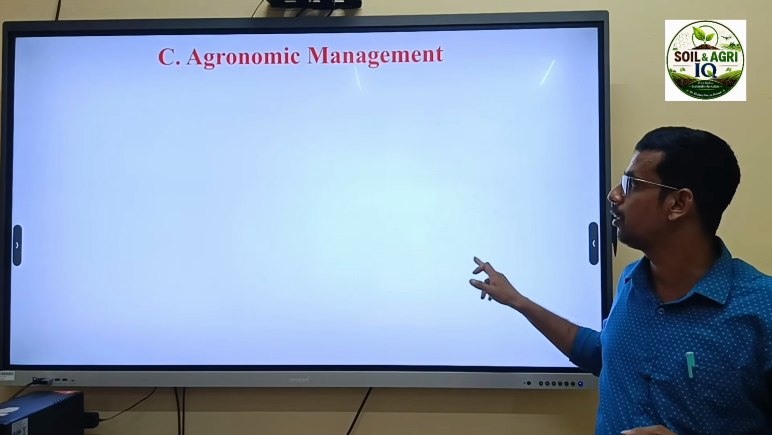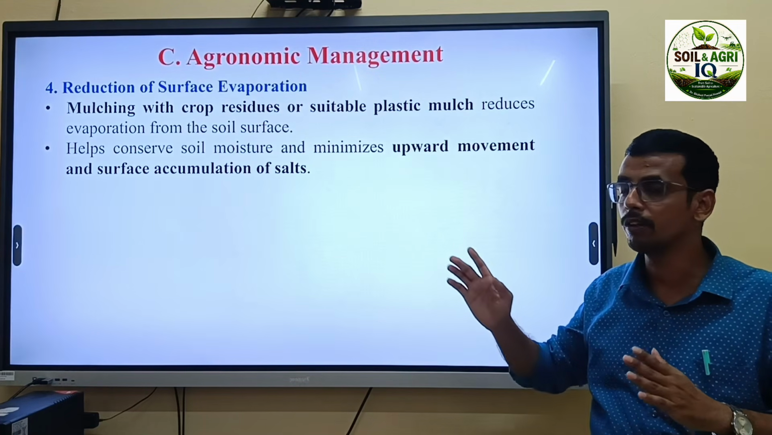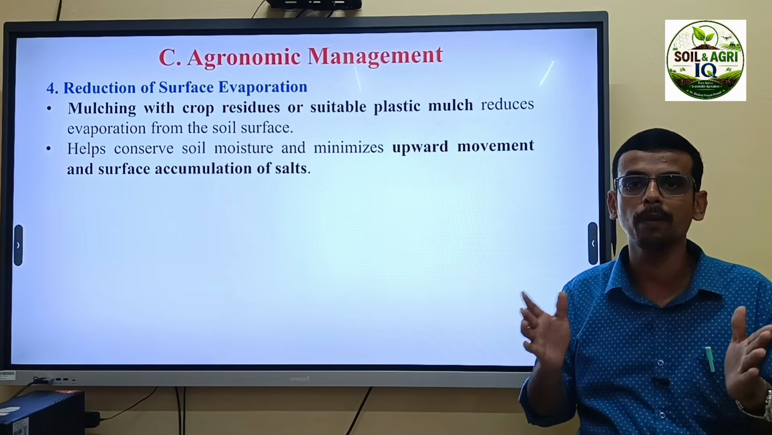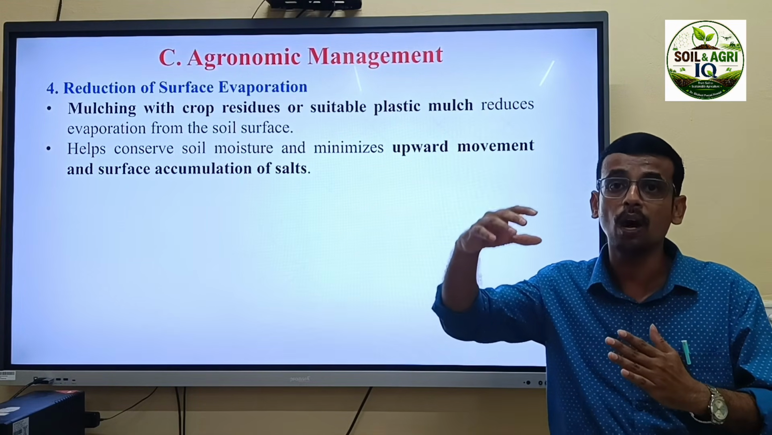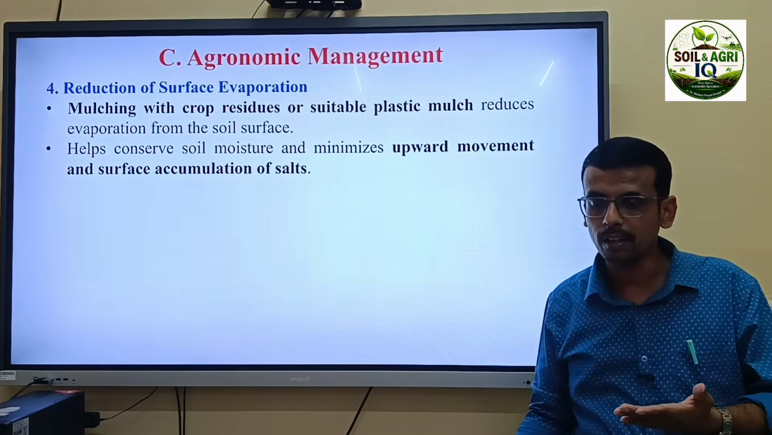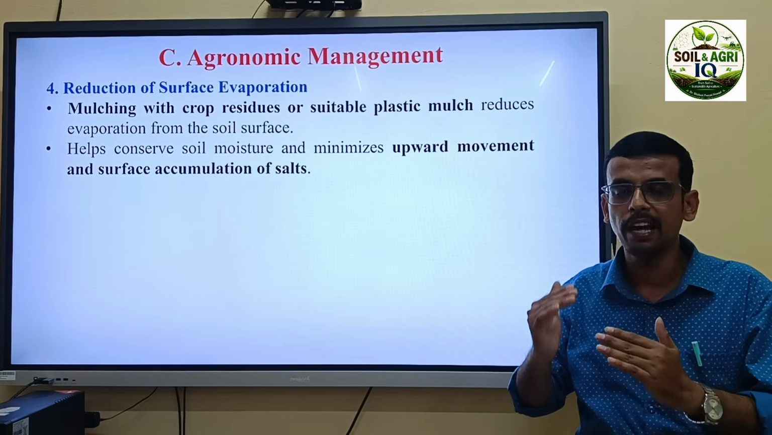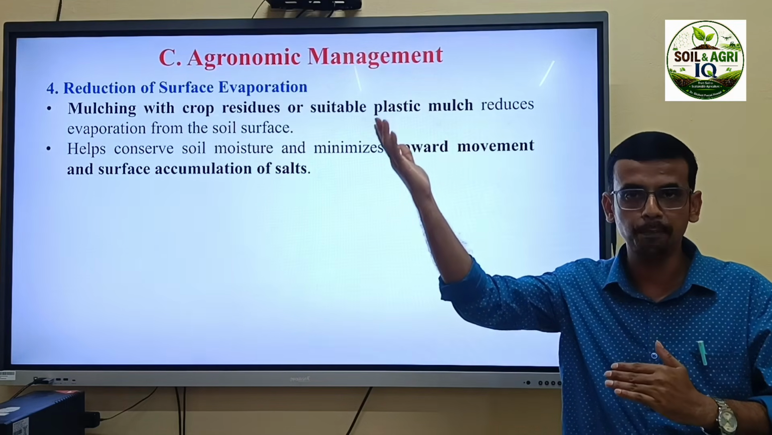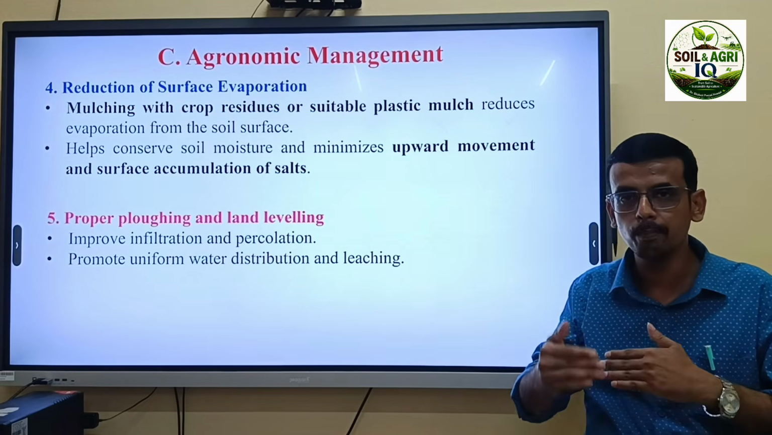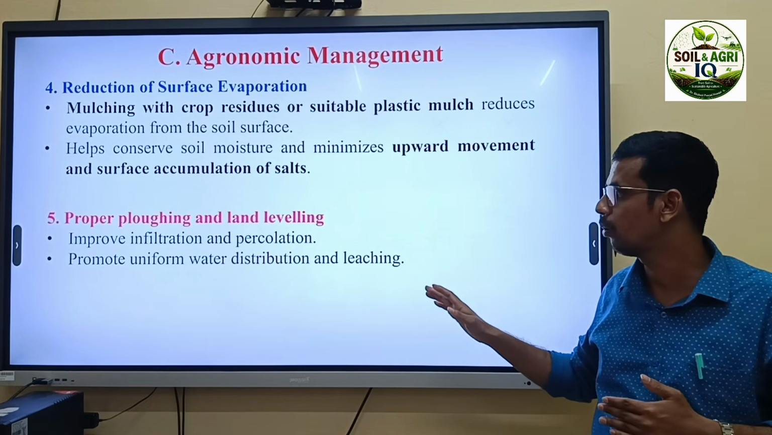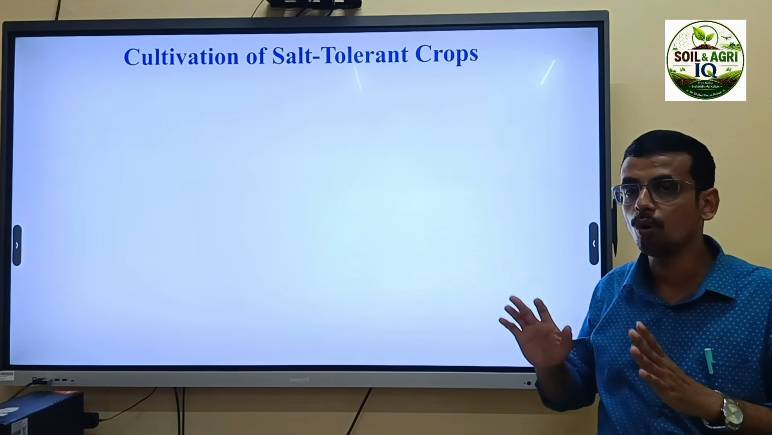Then coming to agronomic management, here it's continuing: reduction of the surface evaporation. If you use mulch, either crop residue mulch or plastic mulch, that will reduce the evaporation, because mainly the salty groundwater comes due to high evaporative demand. So water comes through the capillary action. If there is a mulch, that will conserve the soil moisture and it prevents rapid evaporation. Okay. So proper ploughing and land leveling also help to improve infiltration and percolation of the water distribution and the leaching process. Then coming to the cultivation of the salt tolerant crop.